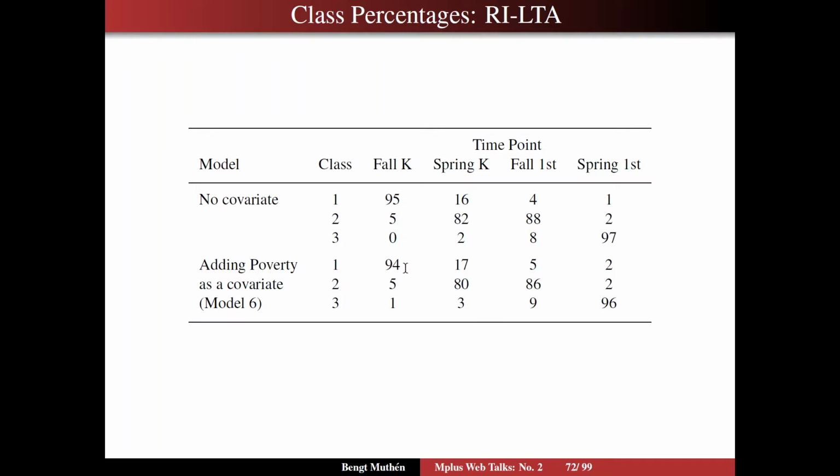95.50 versus 94.51 for the fall, and all the way to the last time point, 97 versus 96. So the class formation doesn't seem to change very much by adding a covariate. And no need for a three-step analysis.